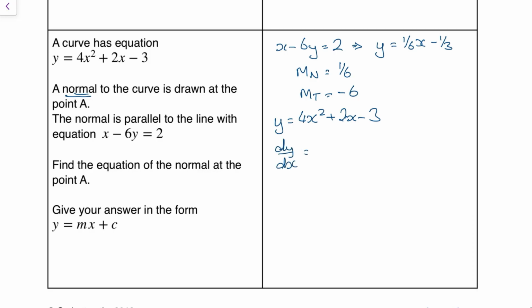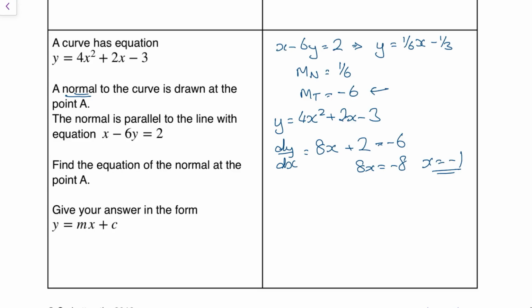Well, how do I do that? I differentiate. If I differentiate, that's going to give me 8x plus 2. And remember, I want that to equal the gradient of the tangent, which is minus 6, which means that 8x equals minus 8, which means that x is equal to minus 1. Right, I've got my x value. Now I need to find out my y value.